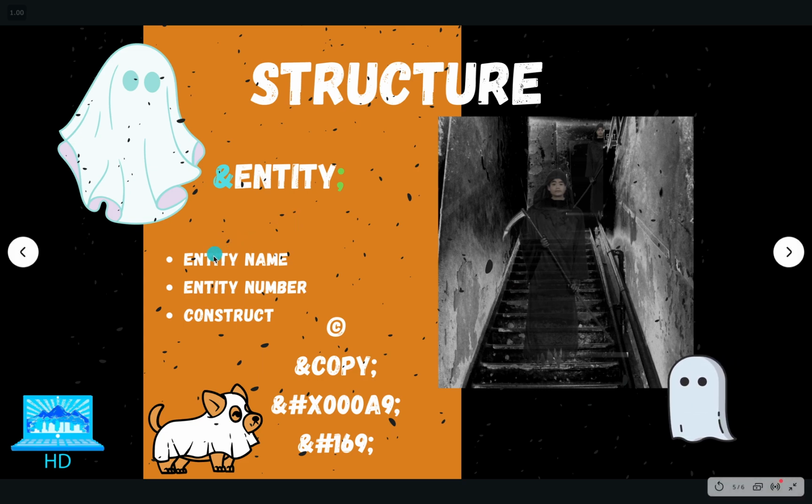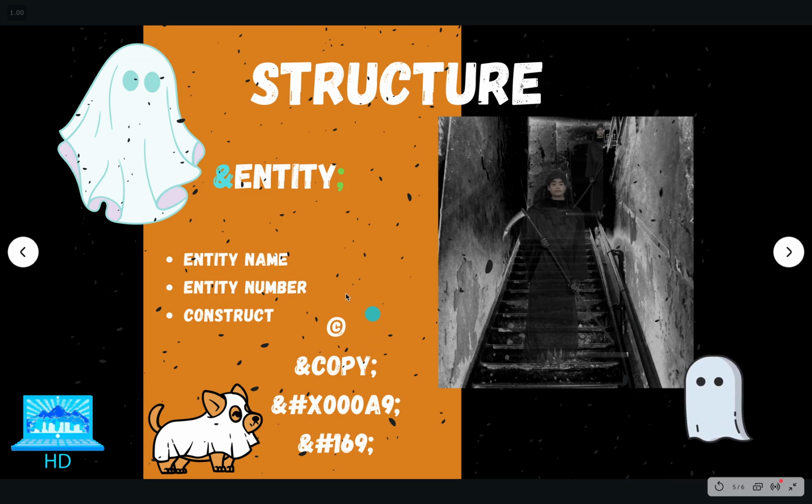That is going to be with either the entity name, like this one right here, like the copy, or the entity number, which is this one right here. There are a bunch of entities and they all have their own unique number. Or it could be a construct, which is going to be a combination of letters and symbols, as well as numbers here too. And they have a certain construct for each of the entities that you're using.